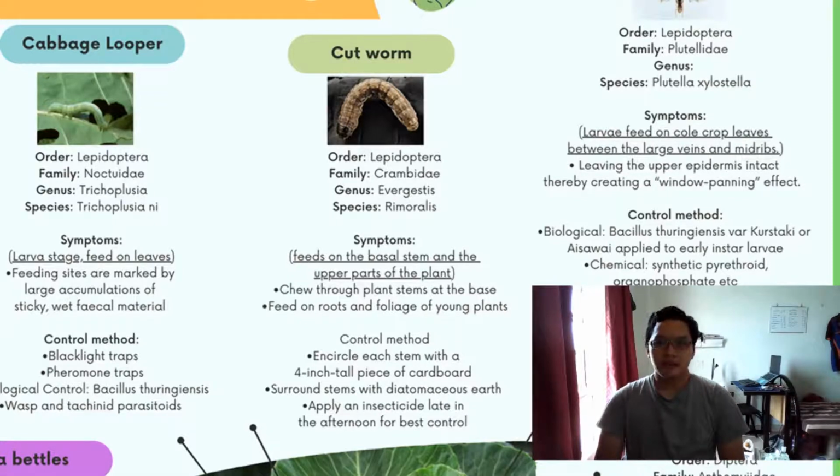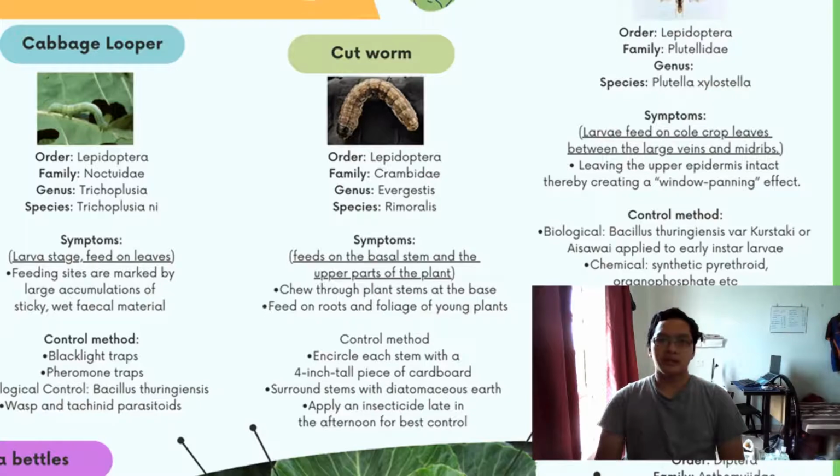The symptom of cutworm infestation can be shown when the base or stem of the cabbage is cut off, which is the mode of eating of cutworm is due to the plant stem at the base, and usually they also feeds on roots and foliage of young plant.